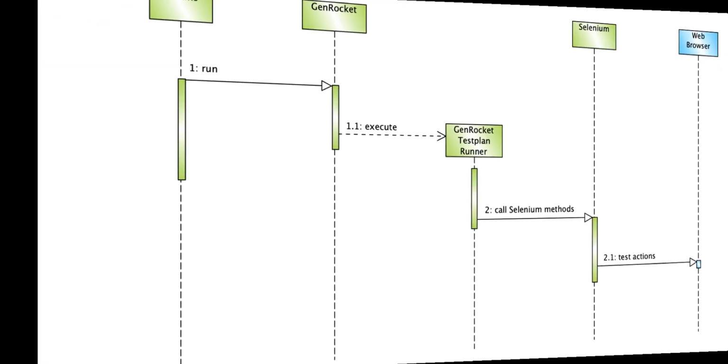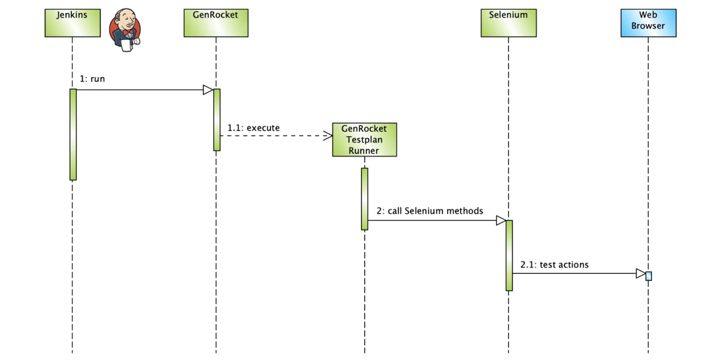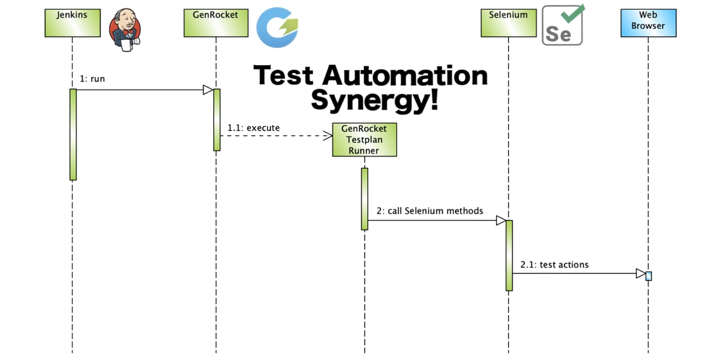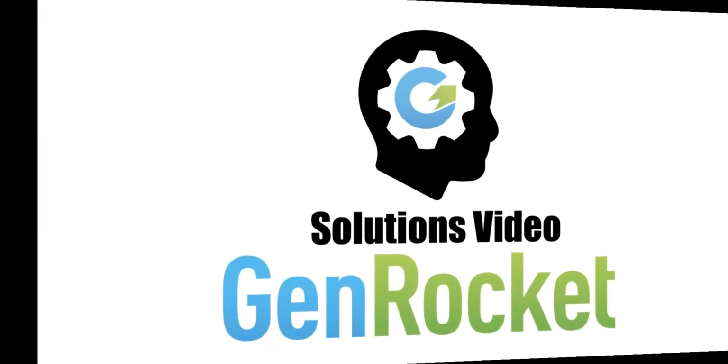In summary, by combining Jenkins for your CI/CD pipeline with Selenium for functional testing and GenRocket for zero-touch real-time test data, you can achieve true test automation synergy. Thank you for watching this GenRocket Solutions video.